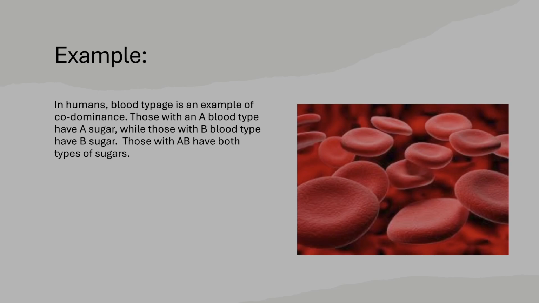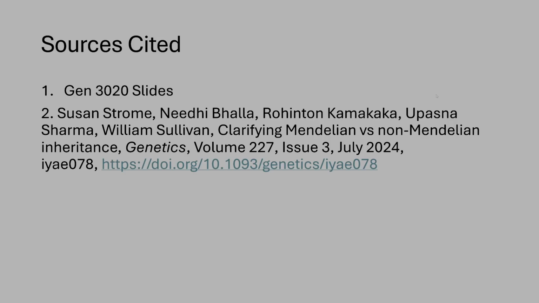So if we're looking at incomplete dominance, if you had AB blood, you'd have a completely different type of sugar. Whereas with codominance, AB blood just means you literally have some A sugar and some B sugar. So they're both there. It's not making anything new. They're just both there.